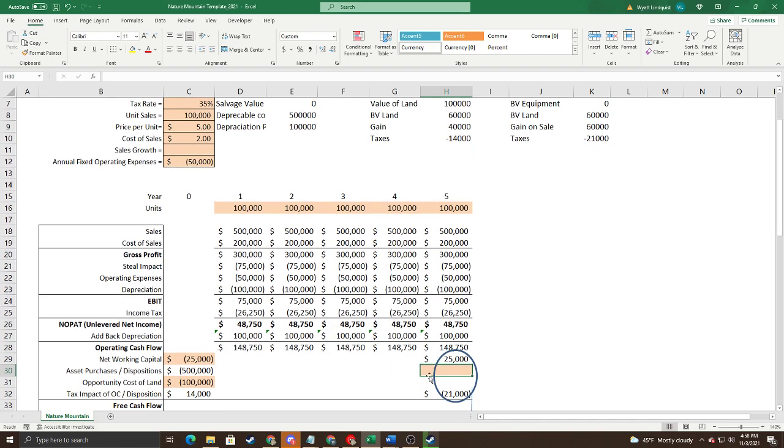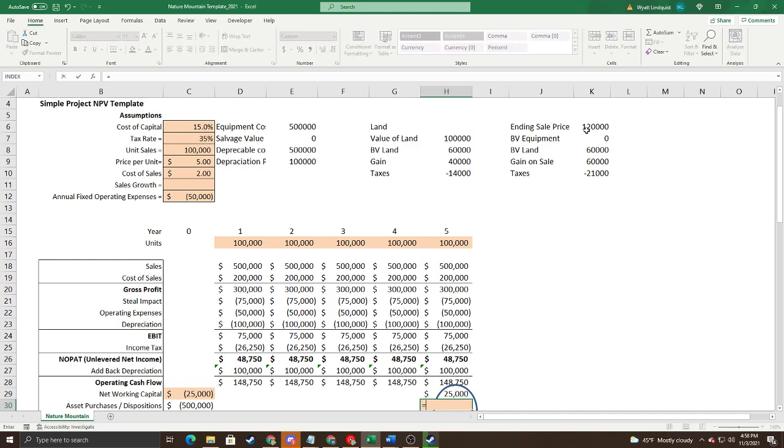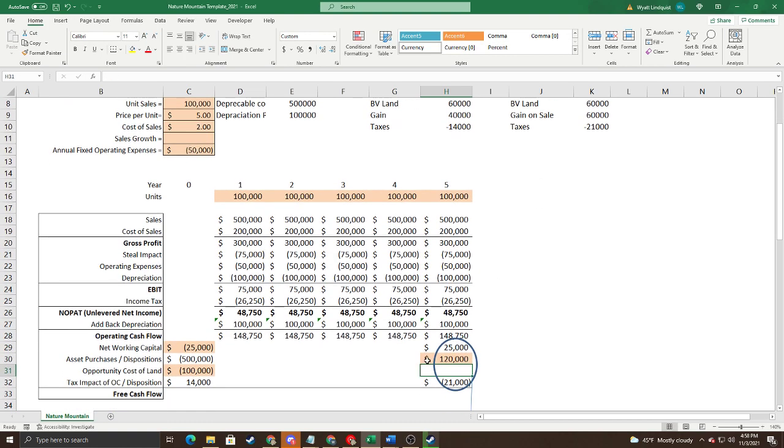Now, asset purchases and dispositions, so we're just going to take the two. That's going to equal the ending sale price. So at the end, we're going to get $120,000 in cash. However, we're then going to pay $21,000 in taxes on that gain.